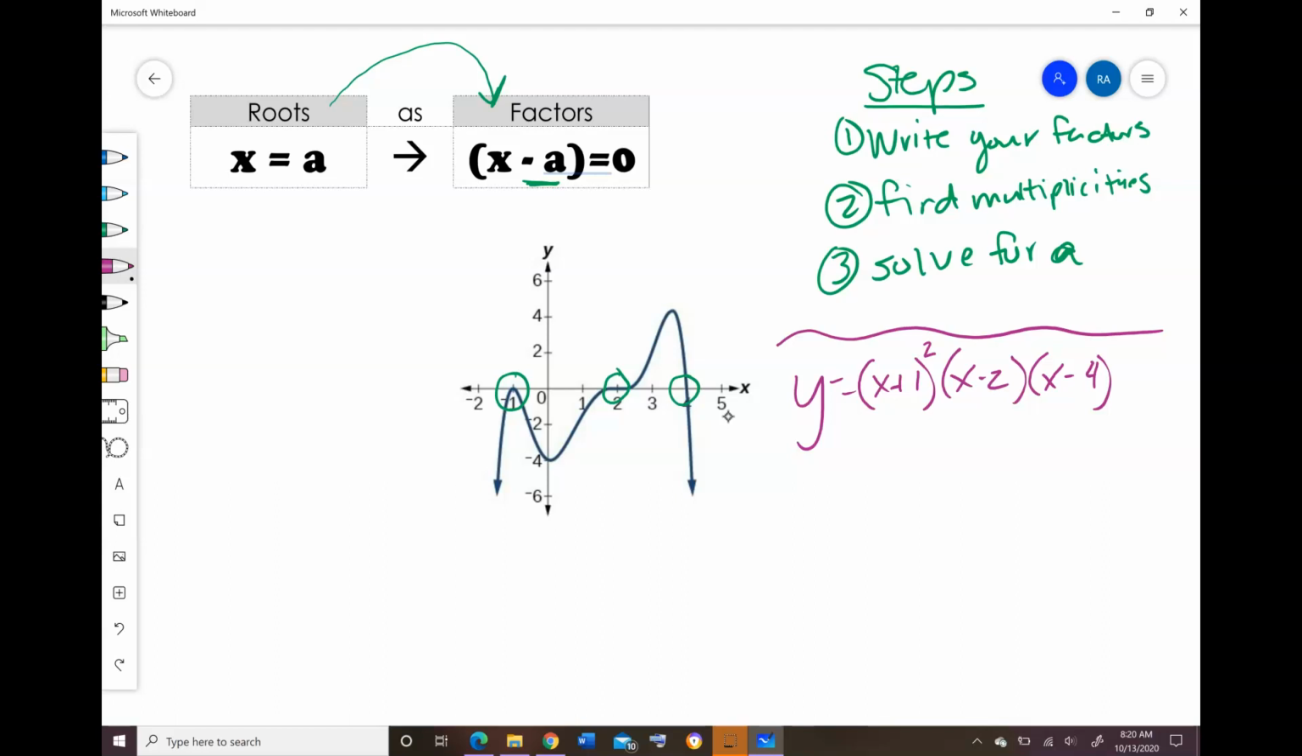Okay? Now, we know that there is an a value in every equation. Any polynomial we've written, remember, quadratic was ax squared plus bx plus c. There's an a. Linear, ax plus b. There's an a. Okay? Cubic, same thing. There's an a value. So now, when I give you a graph, you have to solve for your a value. So really my equation looks like this.